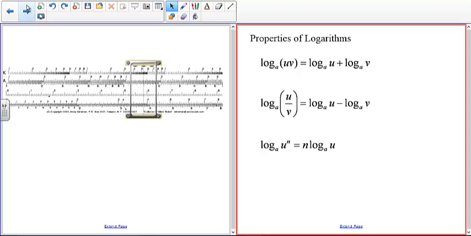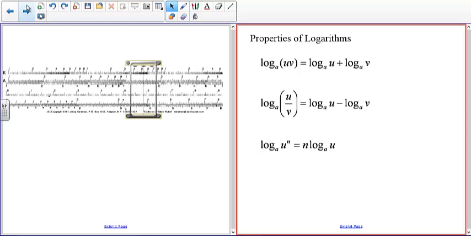So one is that log to base a of u times v is equal to the log base a of u plus the log base a of v. So that's when you add things together. When you multiply in a slide rule, you add things. When you have a division, you get the log base a of u divided by v is the log to the base a of u minus the log to the base a of v. Whatever's in the denominator you subtract, and whatever you have in the numerator you add.